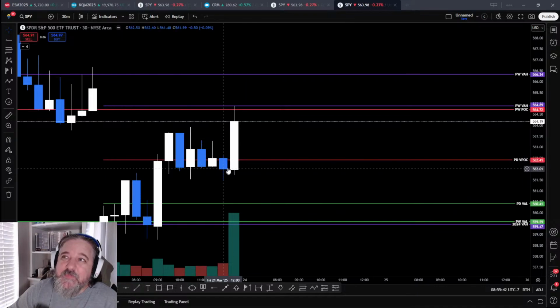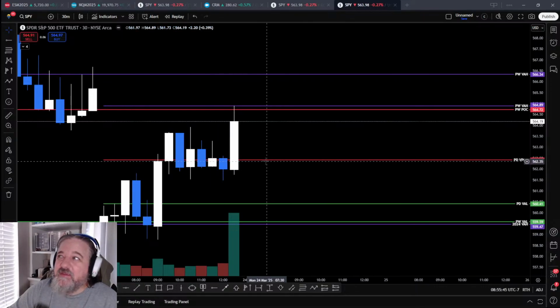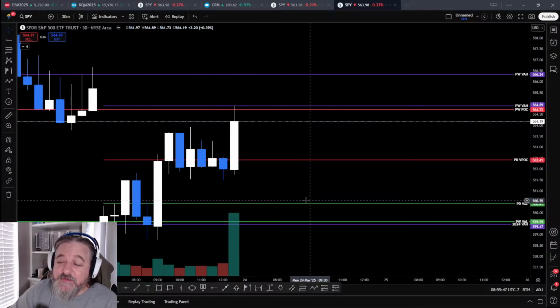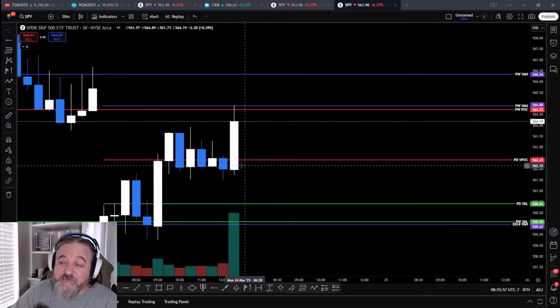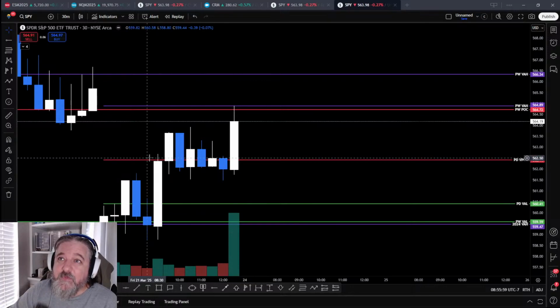Because if we were saying a virgin point of control could never be touched, then virgin points of control wouldn't exist. Because we're looking for the area where the most volume is traded in a given time period. And that level has to be touched for volume to be traded in that area, right?